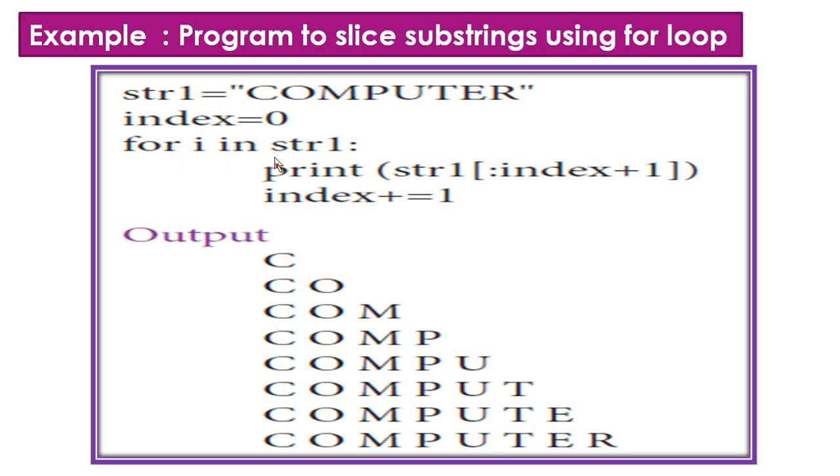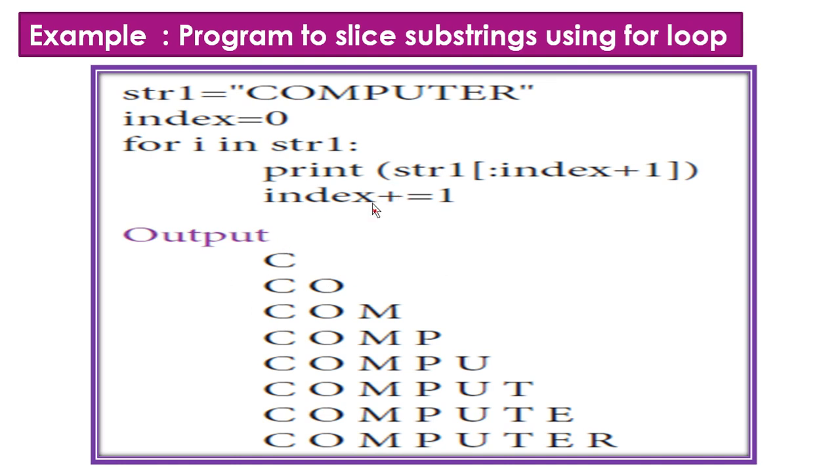A for loop is used here to extract each and every character i in str1. That means when i is 0, the starting value, it indicates C, and so on. Print str1 of colon, we give here the end value only. First value 0 plus 1, that is 1, colon 1. So we extract a single character, str1 of 0 only, that is C.